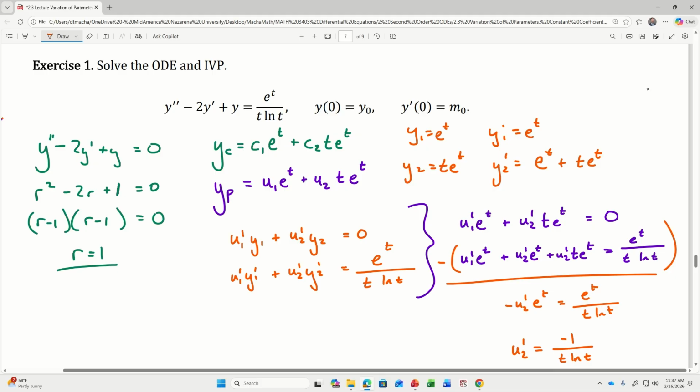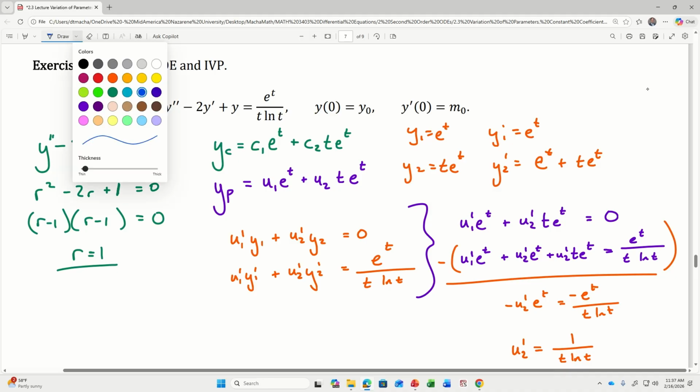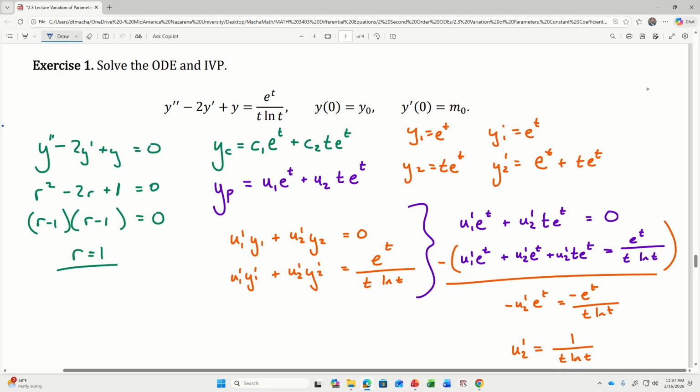Should the other side also be negative? After you subtract? Oh, yeah. So, good catch. That's what I'm telling you guys. Long problems. It's easy to make a little mistake. Very easy. Okay.